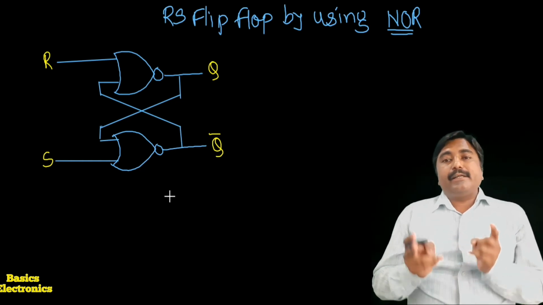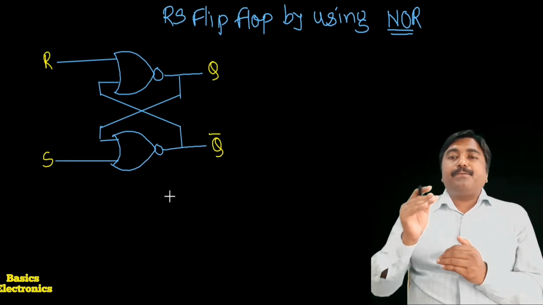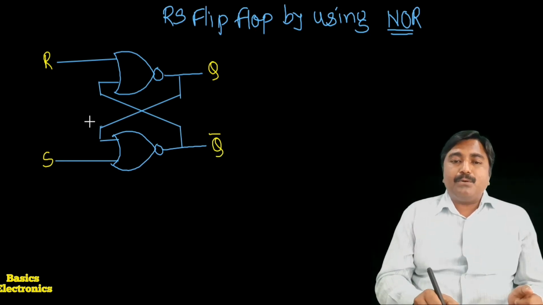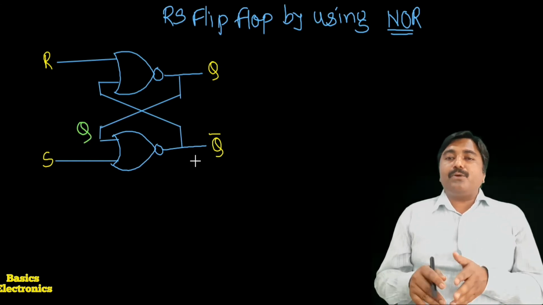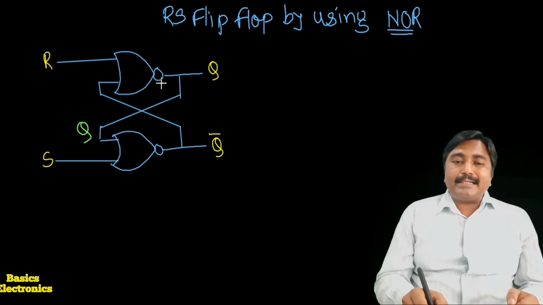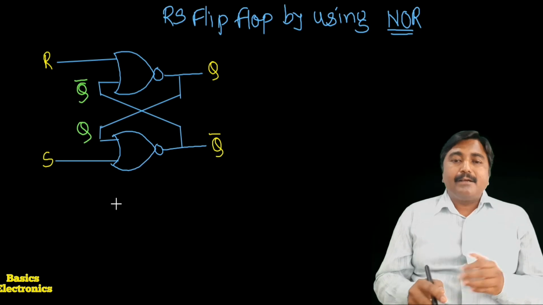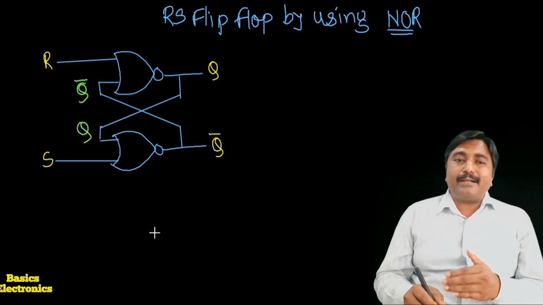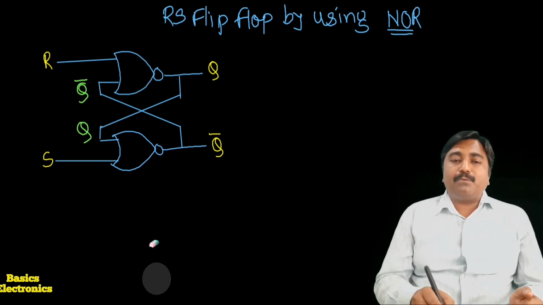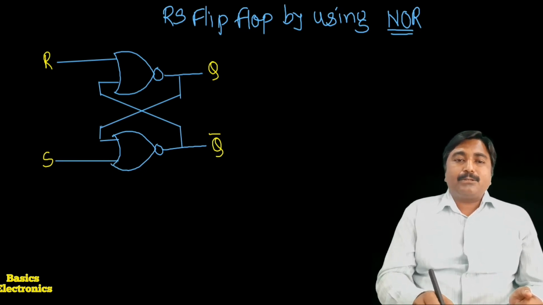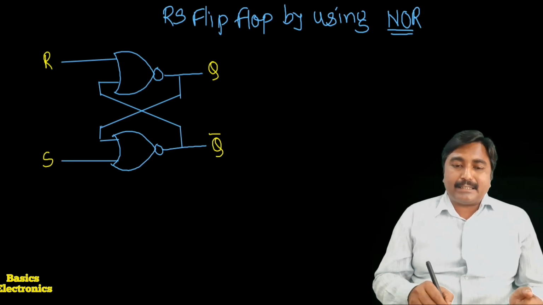Here we can say the output of the first NOR gate, that is Q, is applied as an input to the second NOR gate. The output of the second NOR gate, that is Q bar, is applied as an input to the first NOR gate. Means the output of one is applied to the second one as an input and the output of the second one is applied as an input to the first one. So this is the sequence of the connections. Here we say it is the construction.